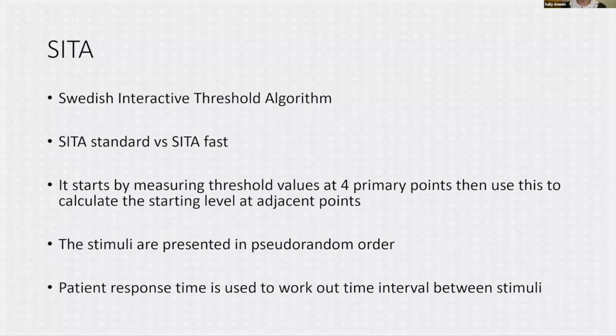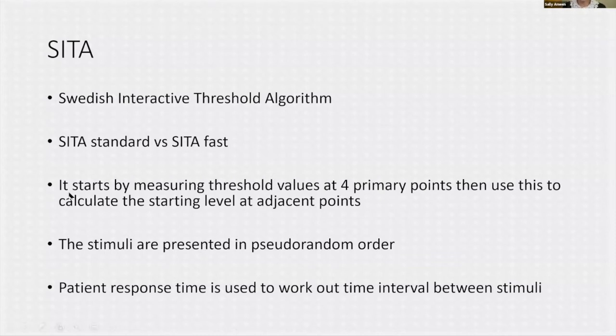So that leads us on to the next point that I'm sure a lot of you have seen when it comes to visual fields, which is SITA, and that refers to the Swedish Interactive Threshold Algorithm. And you can have SITA standard versus SITA fast. What it does is it starts by testing threshold values at 4 primary points, and then it calculates the starting level of the adjacent points based on those 4 points. They are presented in pseudo-random order, and the patient response time is also taken into account in order to work out the time intervals between the stimuli.